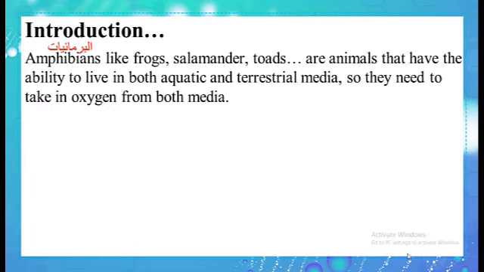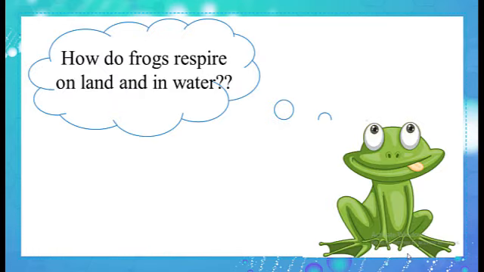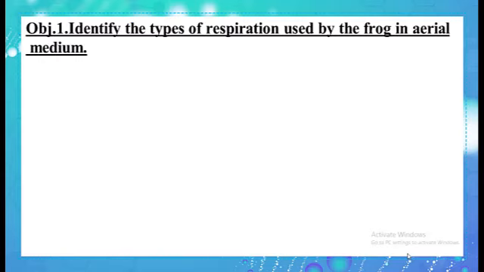As an introduction, amphibians like frogs, salamanders, and toads are animals that have the ability to live in both aquatic and terrestrial media, so they need to take in oxygen from both media. How do frogs respire on land and in water? Objective number 1: identify the types of respiration used by the frog in aerial medium.